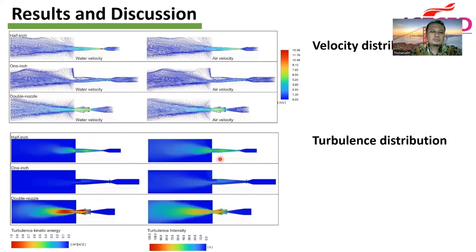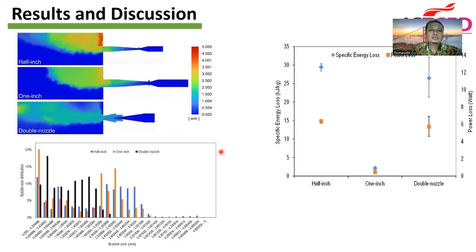And then we can observe that the most turbulence is in the double nozzle Venturi bubble generator. So it indicates that the mixing between the water and air is very large in the double nozzle Venturi bubble generator. And then after that, we can observe the bubble distribution, both in the Venturi bubble generator and in the water body here. We can observe that the bubbles generated range from 5 micrometer to 5 millimeter.